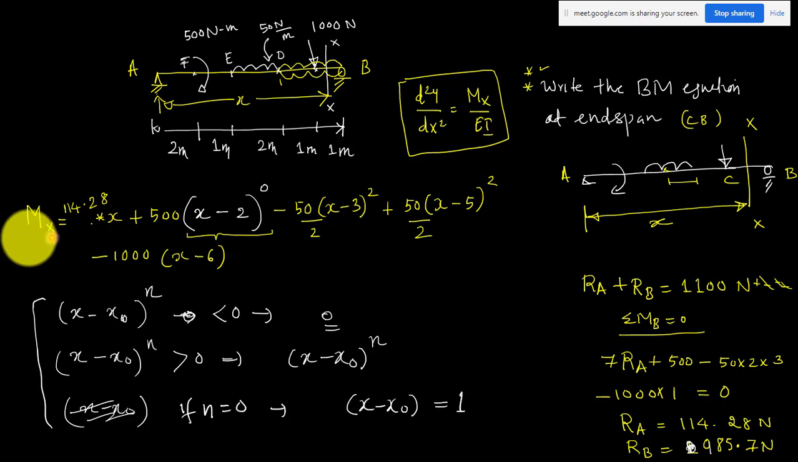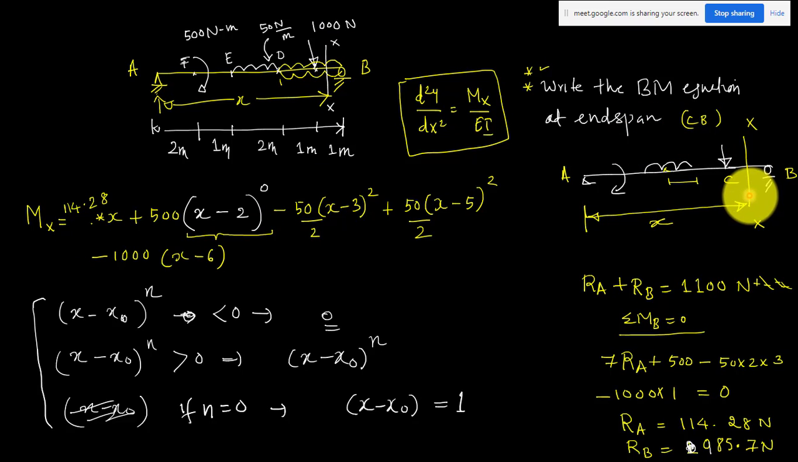Okay, so that is the second step. The first step is extending: if there is any UDL or UVL, you have to extend it till the last point of your beam. And the second step is to write a moment equation by taking a section at the end span.